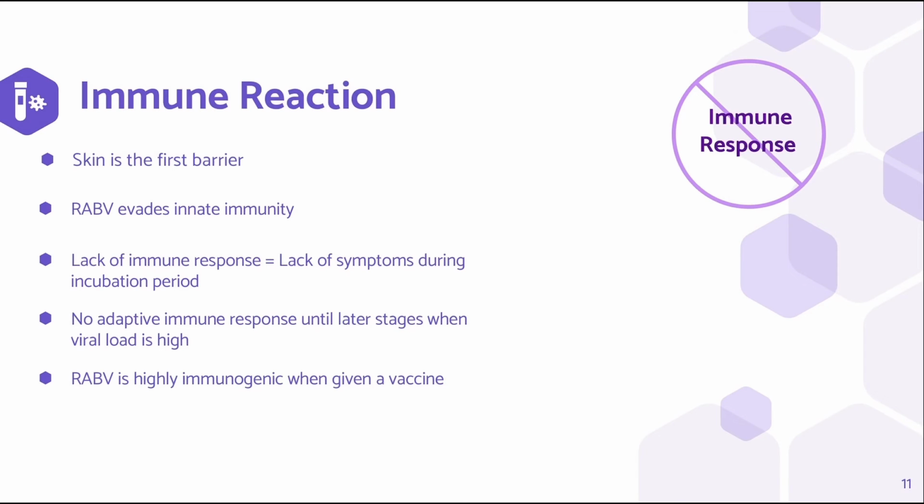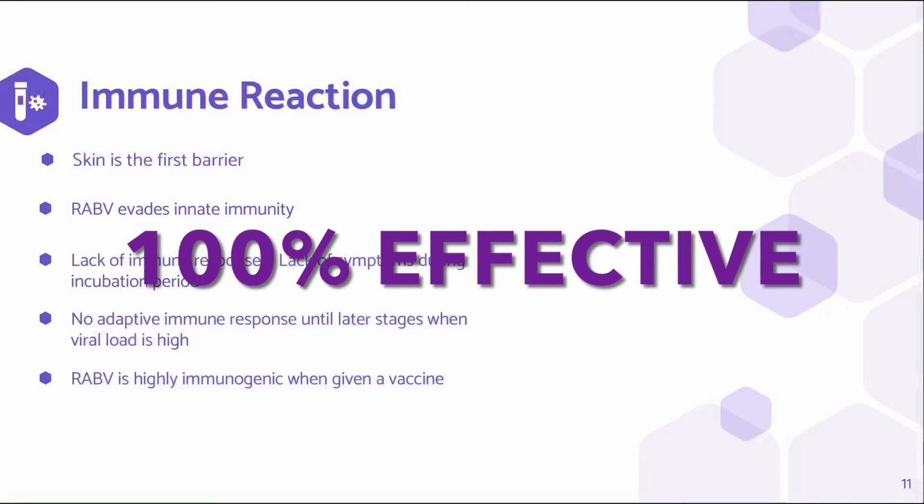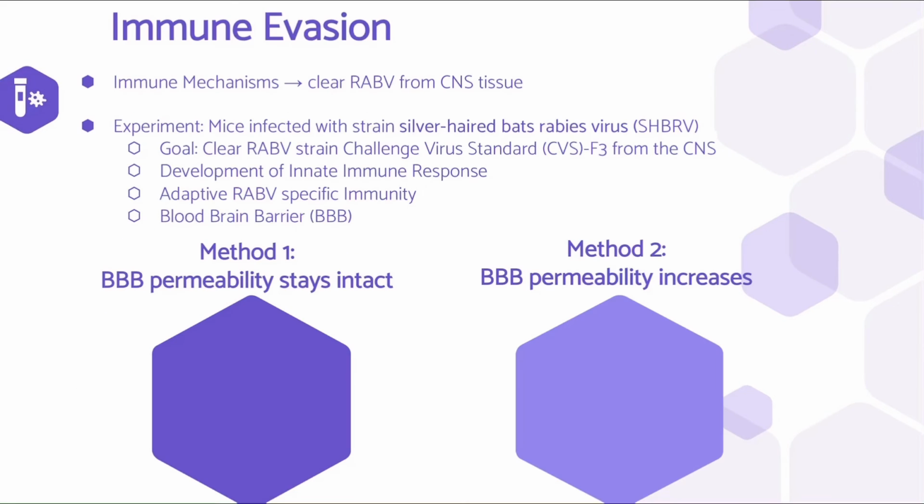The virus is highly immunogenic when given as a vaccine, and in fact, when it is given immediately and appropriately to someone, it is almost 100% effective. There have been studies that show that rabies virus can be cleared from the central nervous tissue by using immune mechanisms.